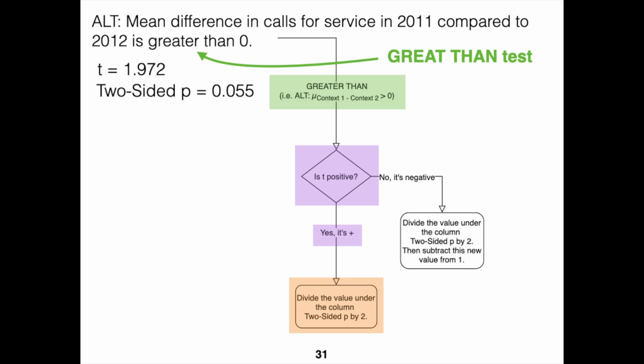Here at the bottom, I get to the instructions that I need to adjust the p-value. It says that I need to divide the value under the column 2-sided P by the number 2. So in order to get the true p-value, I take 0.055 and then I divide that by 2 and I get 0.0275. So that's my true p-value.